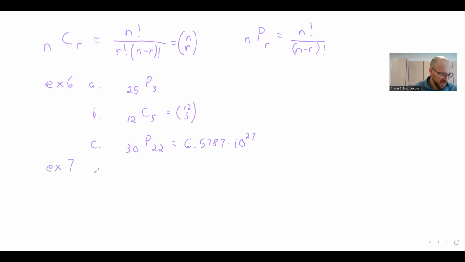Example 7 says, in the Miss America pageant, 51 contestants are to be narrowed down to 10 finalists who will compete on national television. How many possible ways can the 10 finalists be selected? Again, there isn't a set order going into the finals. You're just picked as a finalist. So order does not matter. So this is a combination, 51C10. And let's do that on the calculator.